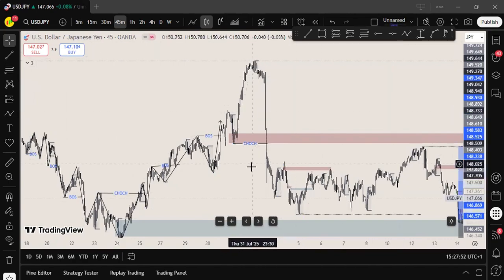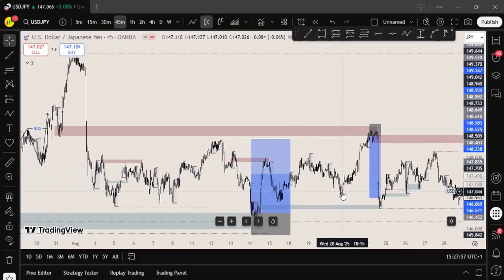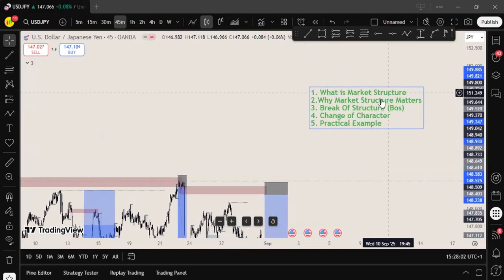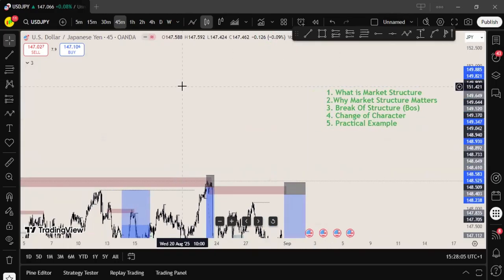I hope I'm able to give you a good understanding of what market structure is and why it matters a lot in the market. New traders get this confused a lot because there are a lot of videos on YouTube giving newbies different explanations of what market structure is. But the way I explained it to you today is very, very simple and straightforward.